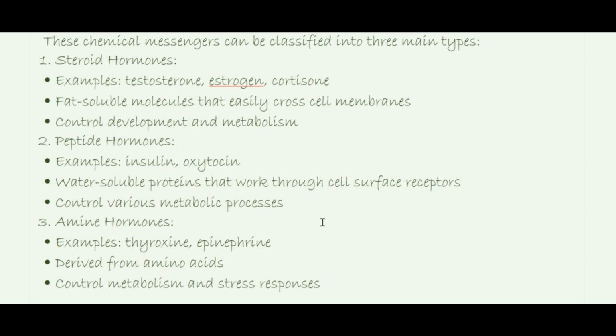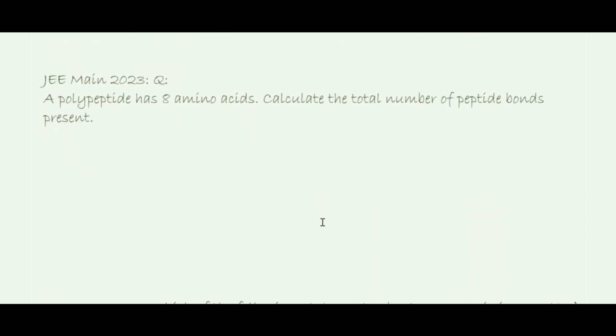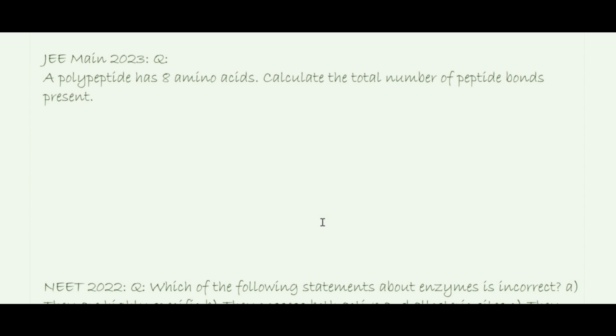That's more important. Okay, let's solve some previous year questions, so that you will get an idea what kind of questions can be asked from this chapter. Okay, so the first question is that a polypeptide has 8 amino acids. Calculate the total number of peptide bonds present. So in a polypeptide, what? Amino acids are attached or linked together, right?